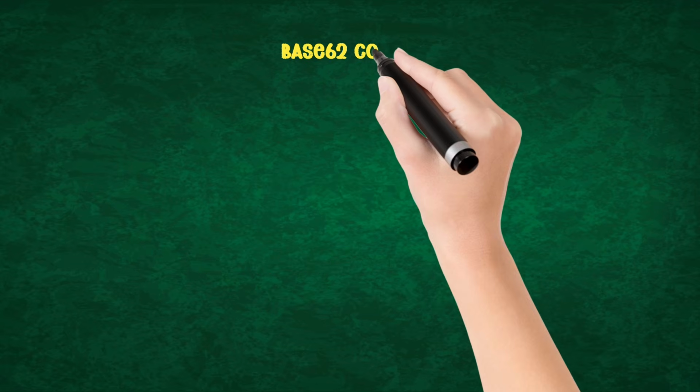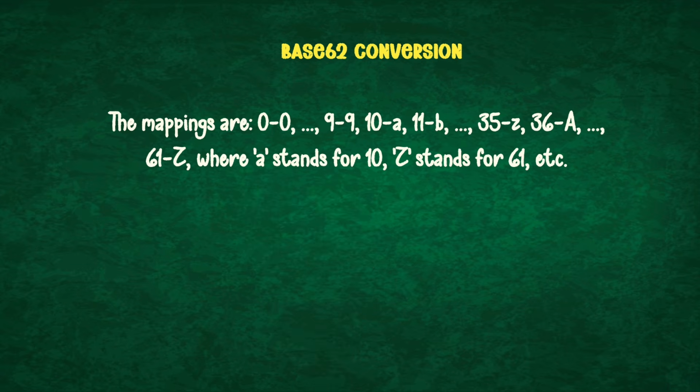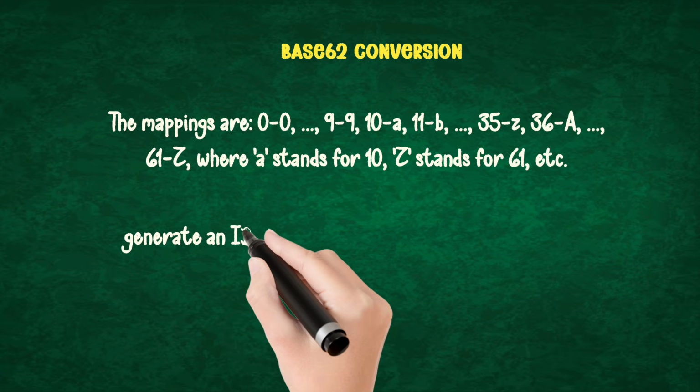Another approach would be to make use of base 62 conversion. So base 62 means that from 0 to 9 it will map to 0 to 9. 10 to 35 will map to small case a to z and 36 to 61 capital A to Z.